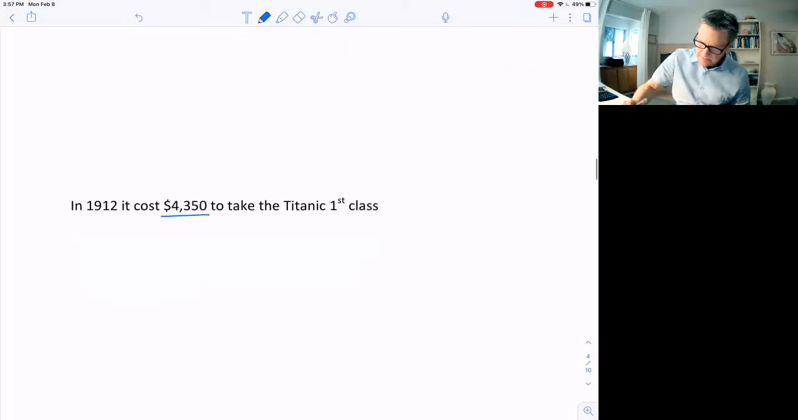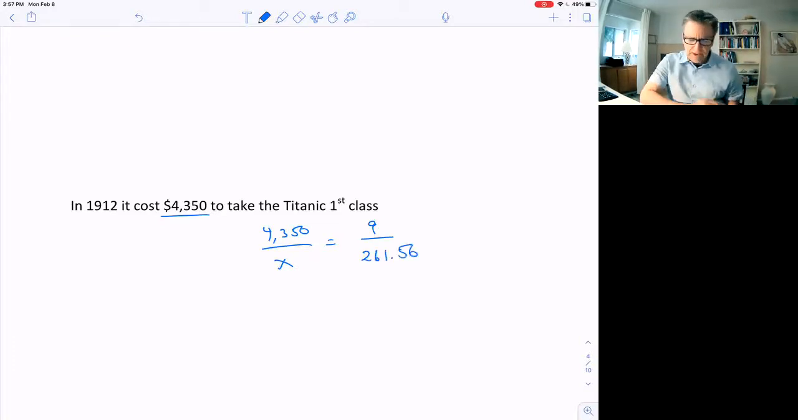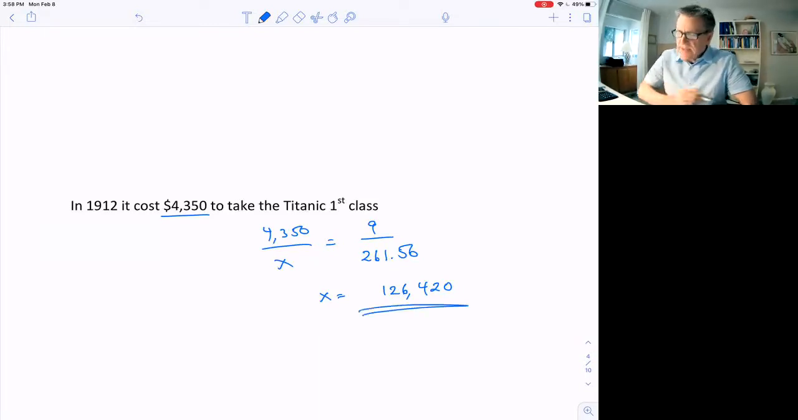Now we'll do the same thing here. We'll take 4,350 over X is the same thing as 9 is to 261.56. And I can solve for X. X is $126,420. So that's the equivalent of what they were paying in today's dollars to go on first class on the Titanic, $126,000. You can see why so many rich people, very wealthy people, died on that ship, because they're the only ones that could afford prices like that.